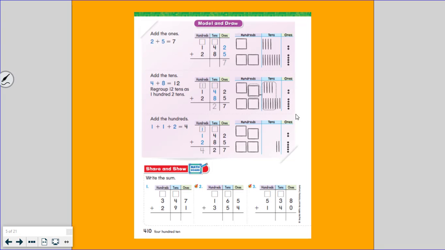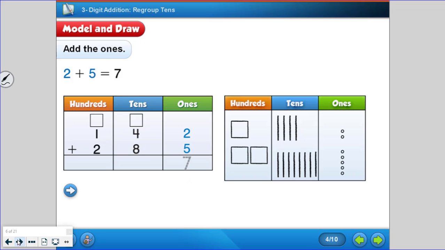So on the model and draw, it shows how we deal with regrouping in the tens place. Okay, so you stay on this page, I'm going to show this page but bigger. Alright, so here we go. Here's the first step, and the first step says to add the ones. So we're adding 142 plus 285. We add the ones, 2 plus 5 equals 7, which is exactly what the problem at the top shows. So I'm going to trace my 7.